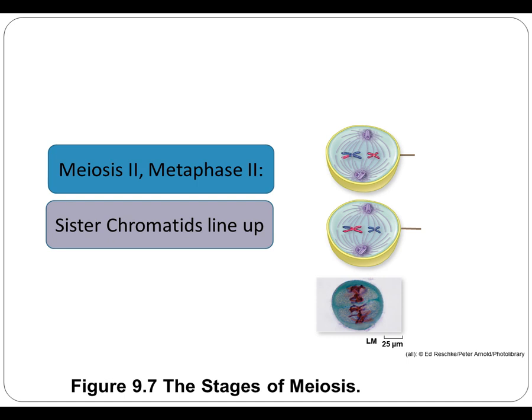So during metaphase 2, this will look a lot like what? This looks and sounds similar to what process? Sounds a whole heck of a lot like mitosis. Meiosis 2 is very similar to mitosis, with the exception of no DNA replication, and we're producing haploid cells.